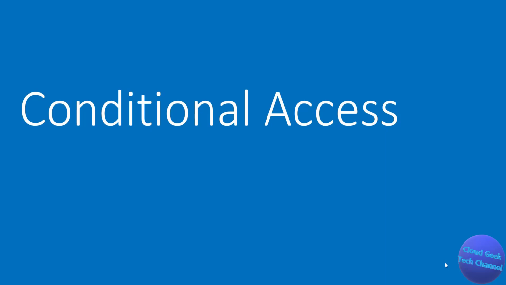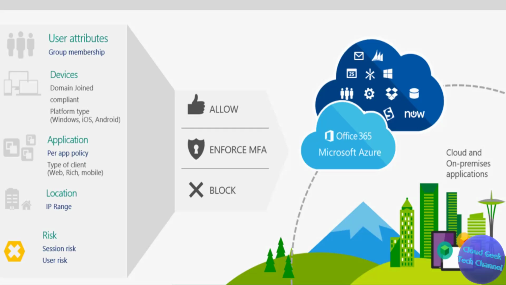Today we will talk about conditional access policies and how you can configure them. A conditional access policy is how you can put some conditions to control the access to an application. For instance, if you want to control the access to your Office applications, you can put some conditions. If the conditions are met, you can allow, block, or enforce MFA to those applications.